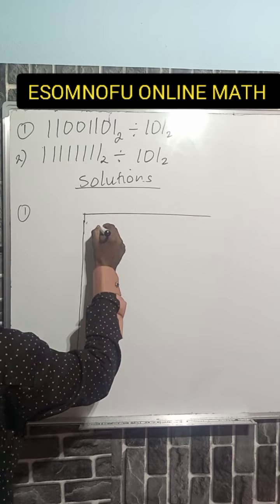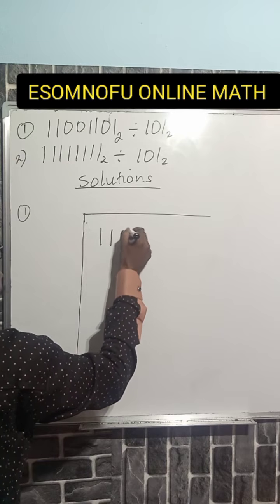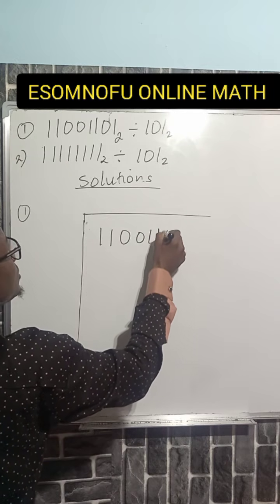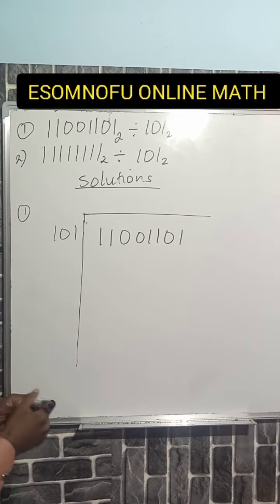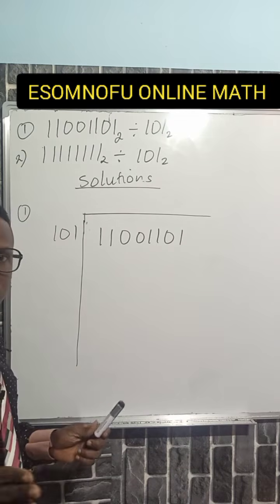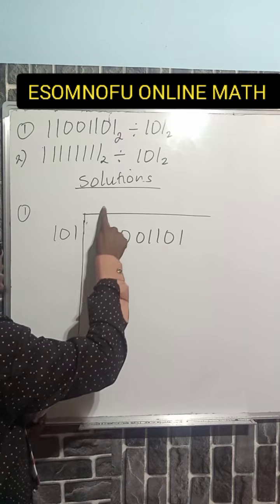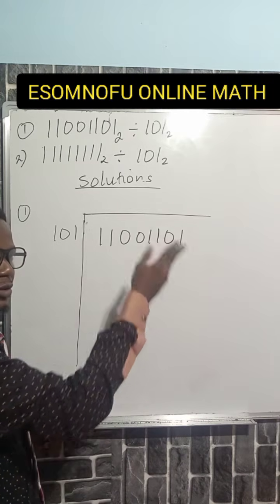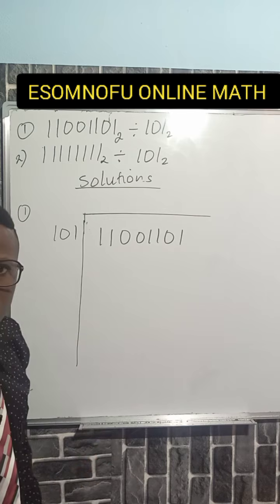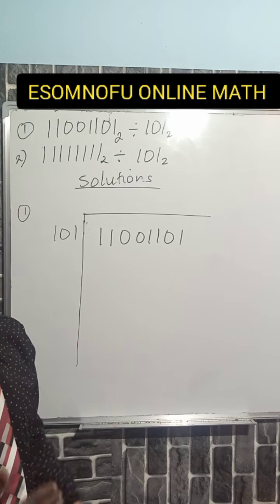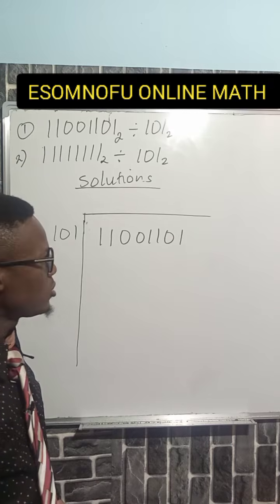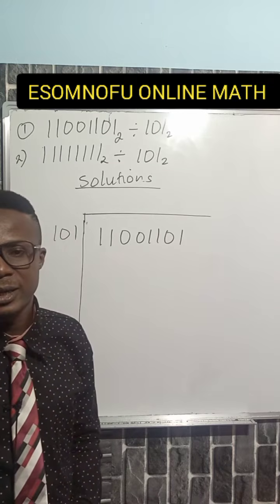The first number here is 1100101 base 2 being divided by 101. Now what I want you to understand is that the answer you'll be getting after each division should either be 0 or 1, because you cannot have 2 in a binary number, you cannot have 3. So it should either be 0 or 1. That's the highest value you can get.